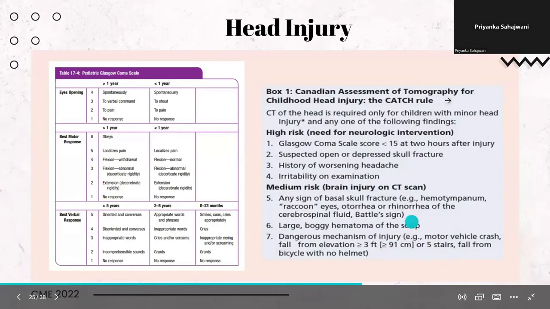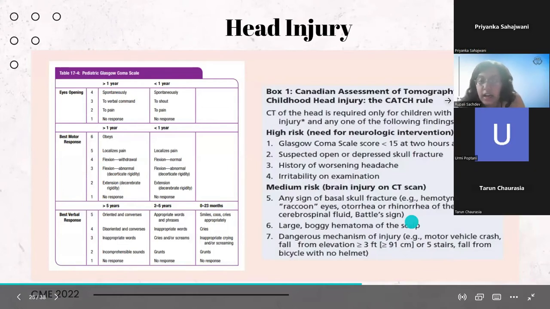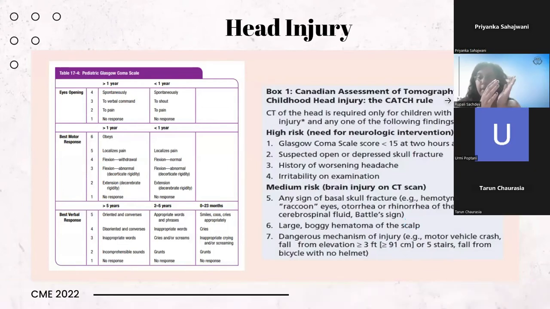Okay. Moving on to head injuries. We've essentially covered the medical emergencies that were your asthma, epiglottitis, seizure disorders and all of that. Now we're moving a little towards the surgical side. So a lot of children are obviously prone to injuries because they go out to play, they fall from somewhere, etc. The most important that you need to know is a head injury.